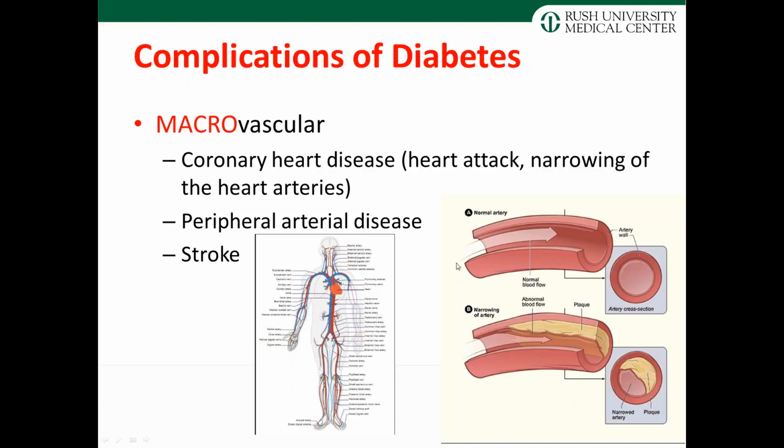Over here on the right-hand side is kind of a longitudinal section of a normal artery where you can see normal blood flow. It's widely open. And then here's a little cross-section. And then in part B here, you see a narrowed artery with abnormal blood flow. And here in the blood vessel wall, you can see the deposits of fat, or atherosclerosis. And in this cross-section, you can see the narrowing there. And that's basically what happens in diabetes that leads to blockages in either the coronary arteries or the heart arteries, or these peripheral arteries, or the arteries in the brain.